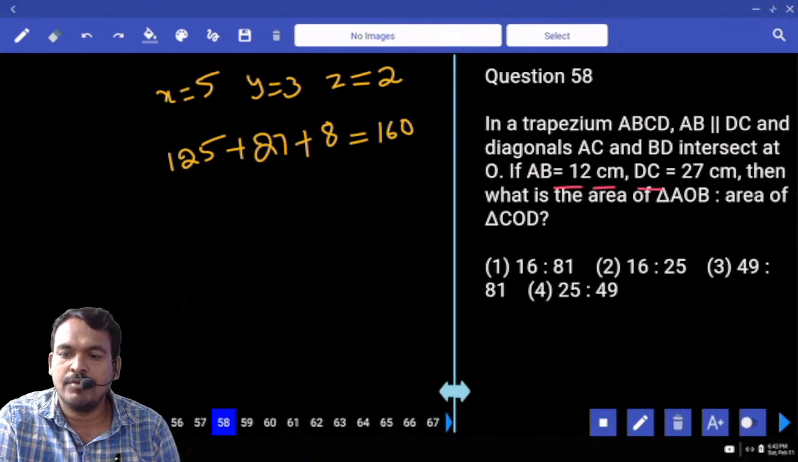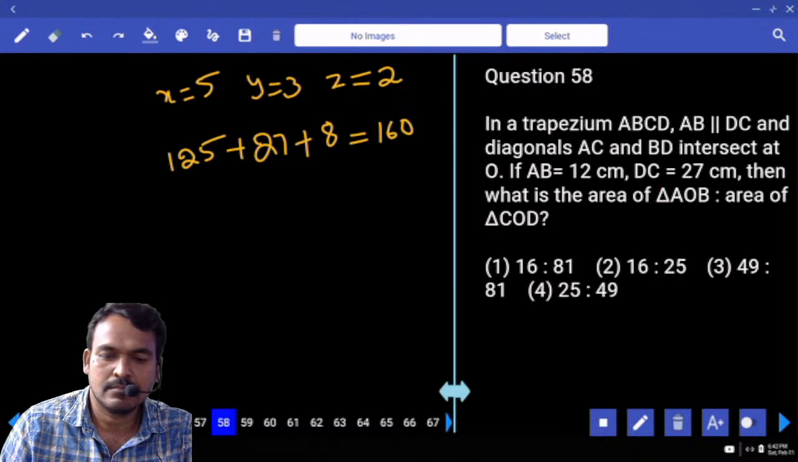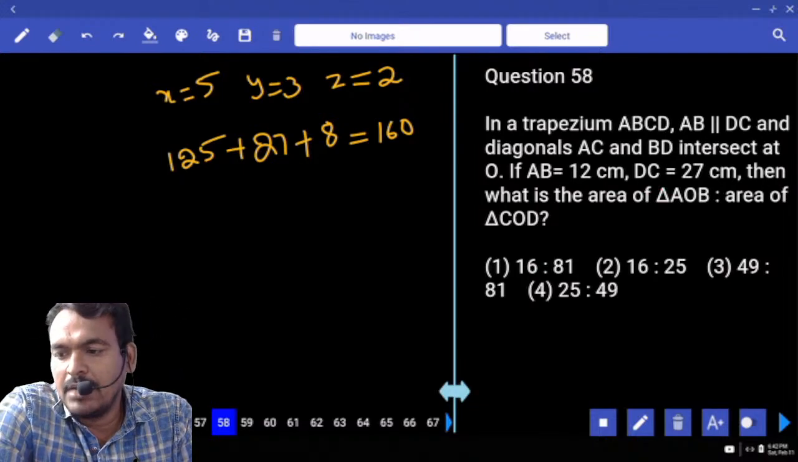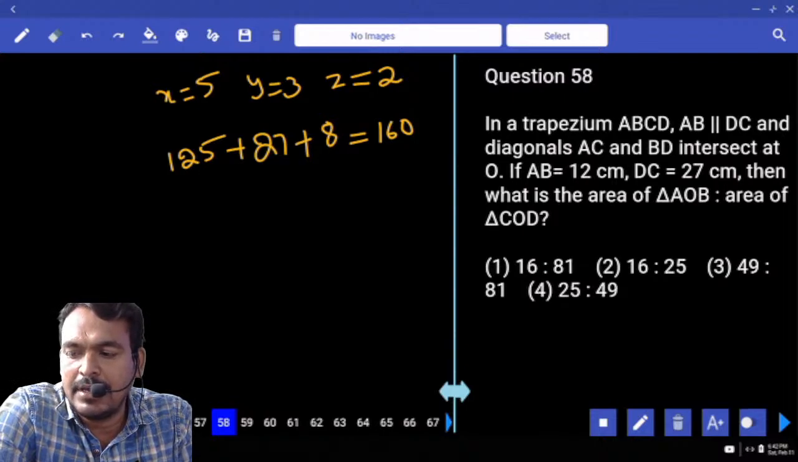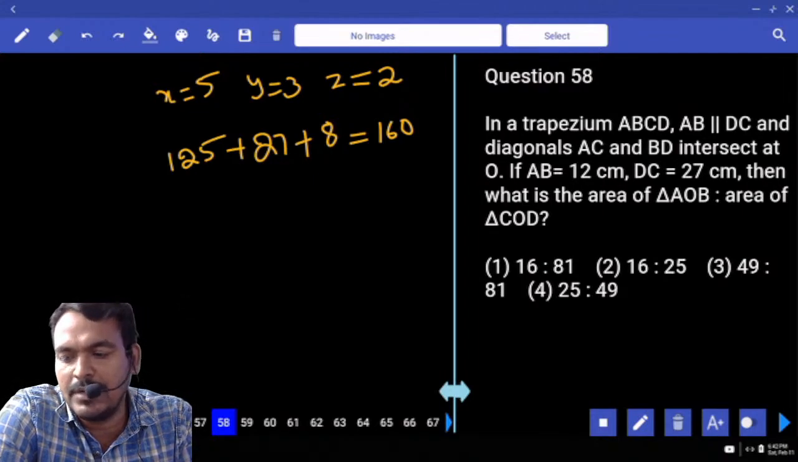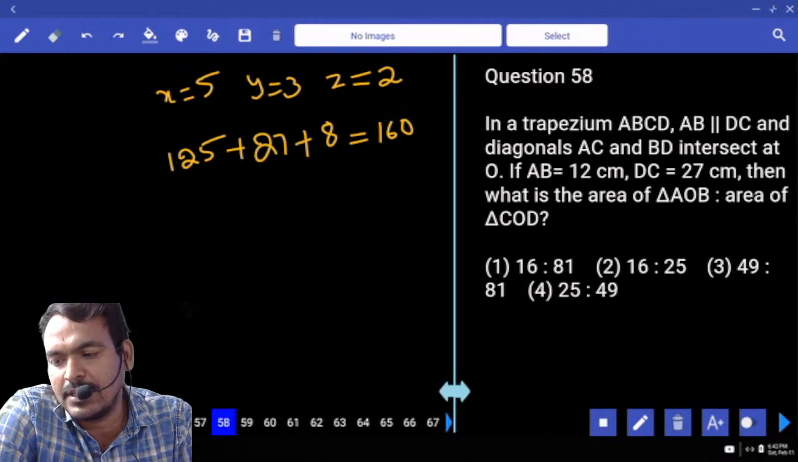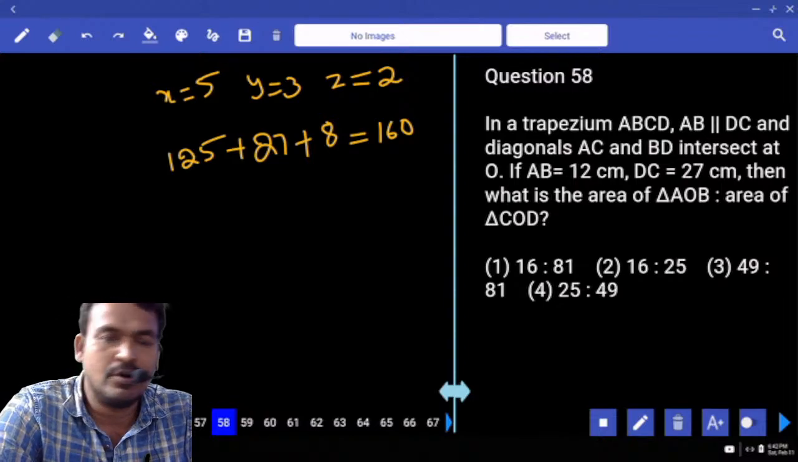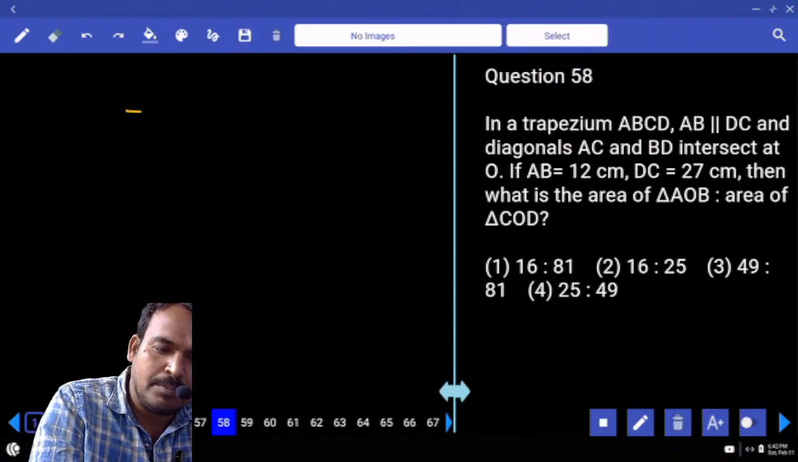Next question number 58. In a trapezium ABCD, AB is parallel to which one? DC, and diagonals AC and BD intersect at O. If AB equal to 12 centimeters and DC equal to 27 centimeters, then what is the area of triangle AOB and area of triangle COD or not? And here a trapezium is given or not?